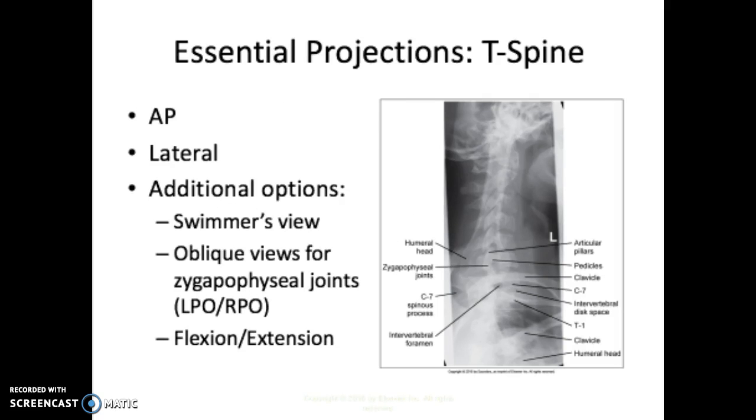The views for the T-spine include an AP and a lateral, and sometimes you may need to do a swimmer's view, and very rarely will you be asked to do oblique views for the zygapophyseal joints, sometimes flexion and extension. If you have to do a swimmer's view, it's because they aren't seeing T1, 2, and 3 very well. They want to see T1 through 3, and sometimes the shoulders get in the way and it's difficult to see up there. So you might have to do that, but typically it's just an AP and a lateral.